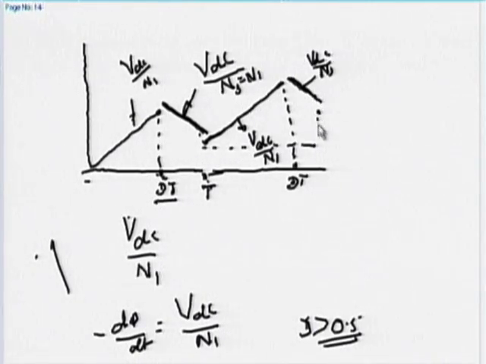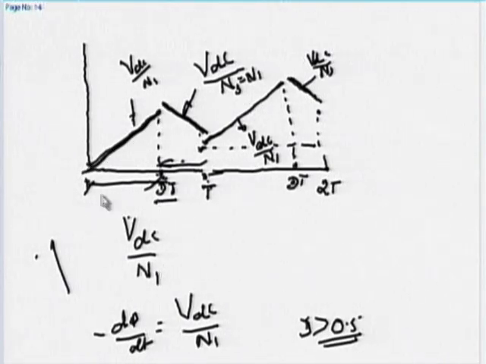The value of the flux at the end of the second cycle is much higher than the value of the flux at the end of the first cycle, because this period is smaller than this period. Slope is the same. This period is much higher than this, so definitely it will not become 0. Again in the second cycle I will increase. Now this value is higher than the previous. The value of flux at the end of 2T is higher than the value of flux at T. In the third cycle what will happen? It will go further.